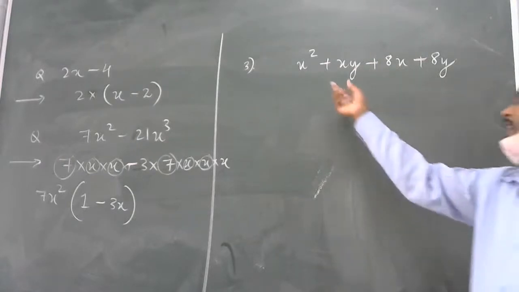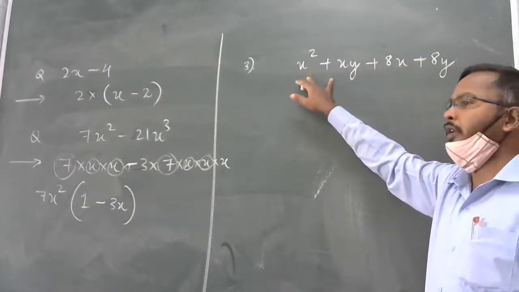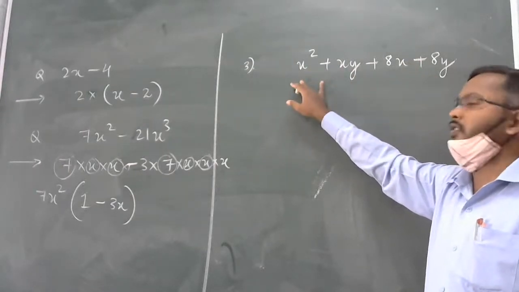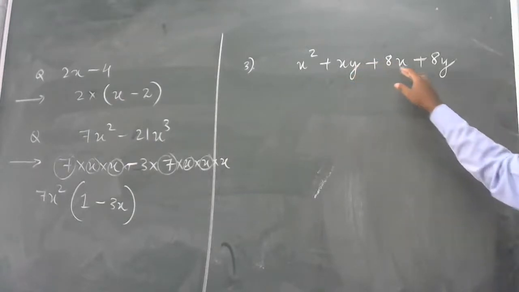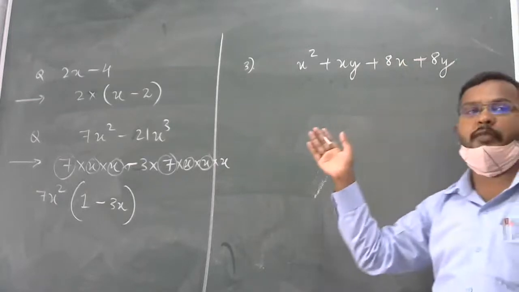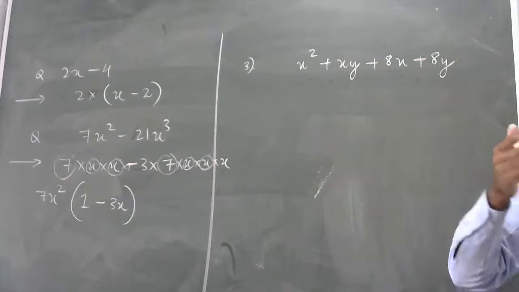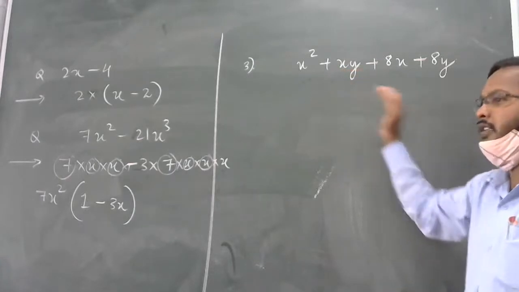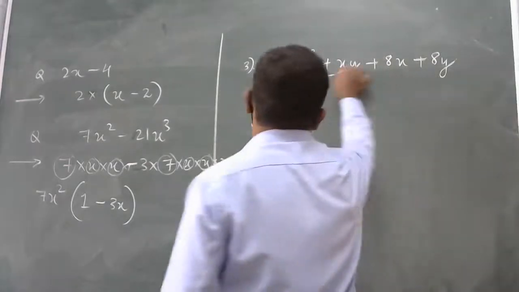So suppose you make these two and these two as pairs, here x is common. If you take out x common, here x is left out and here y will be left out. And here also if you take 8 common, x plus y is left out. So first of all, by seeing itself, you should be able to understand after taking out anything common, do we have the same term inside the bracket or not? So obviously we will be having the same term inside the bracket.